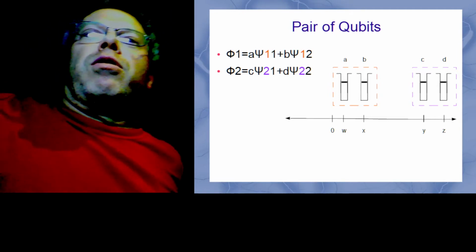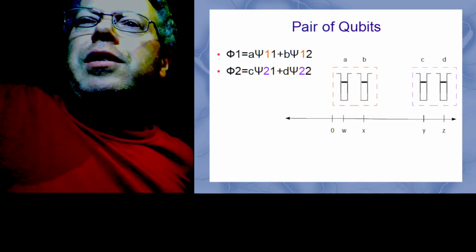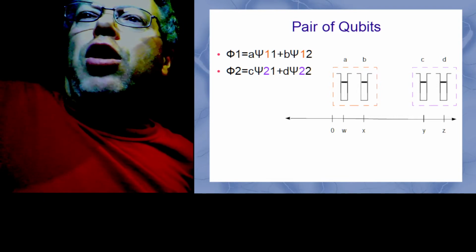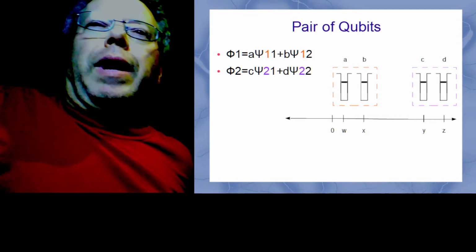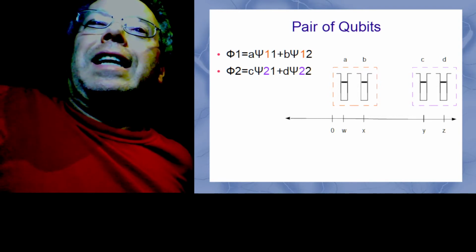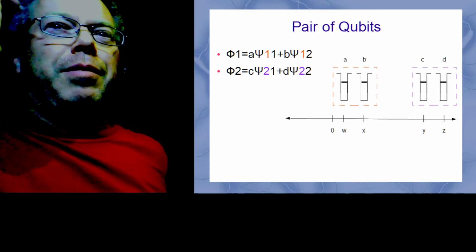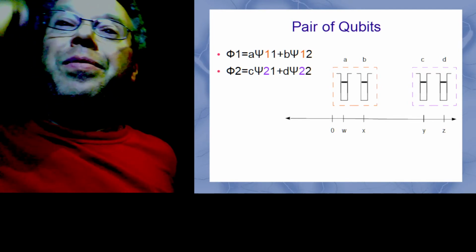So I'm going to take a pair of these synthetic qubits. I've got the first one in the orange box and the second one in the purple box. Now we're still in line land, so I just mean everything's happening on a line.